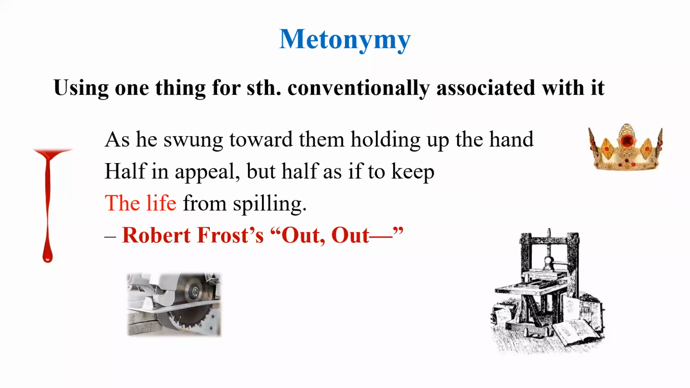So this is a conventional association. Now we associate the crown with power, say monarchy or power. So this is metonymy. So you use the symbol for the symbolized. Now this is the symbol. It symbolizes monarchy or king or power. So if you use this kind of, the symbol for the symbolized, or the attribute for what it attributes, what it conveys, then that is metonymy.